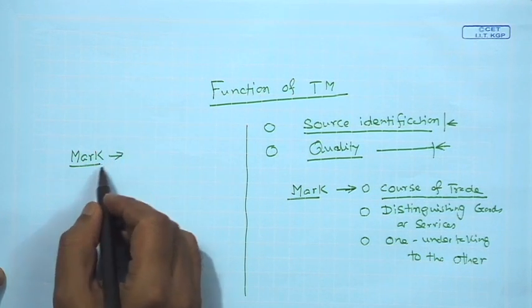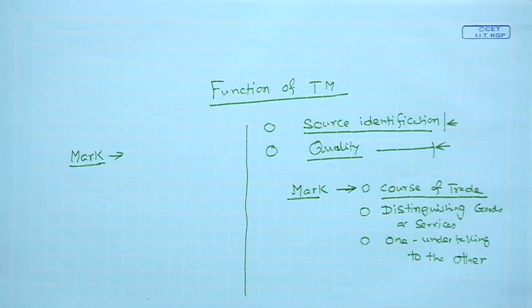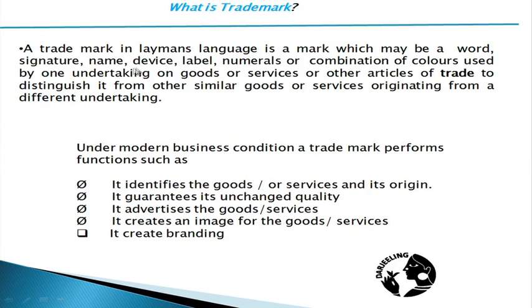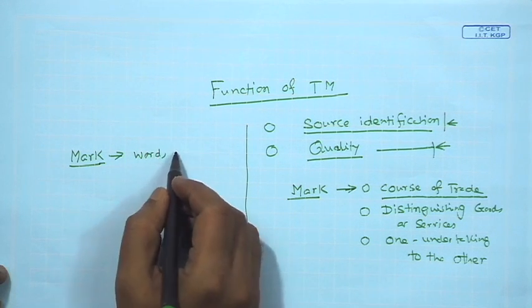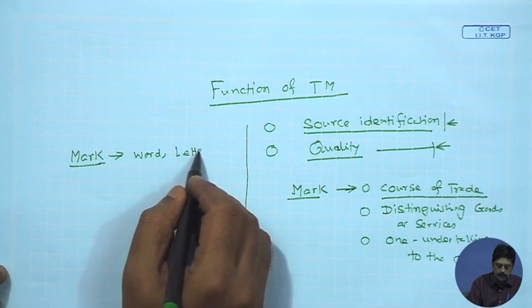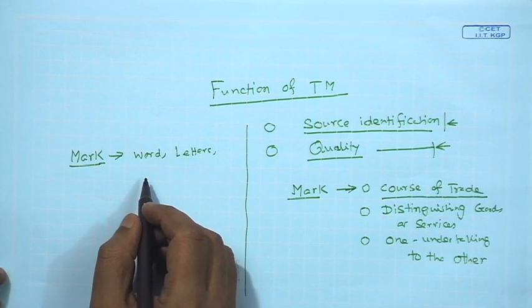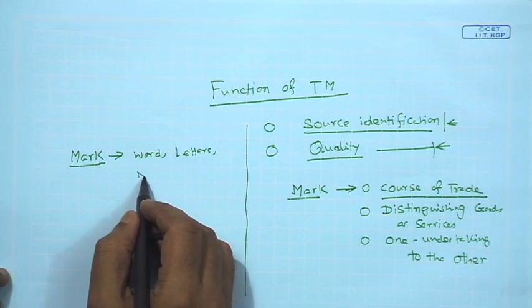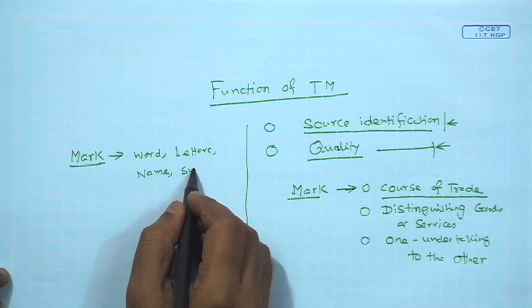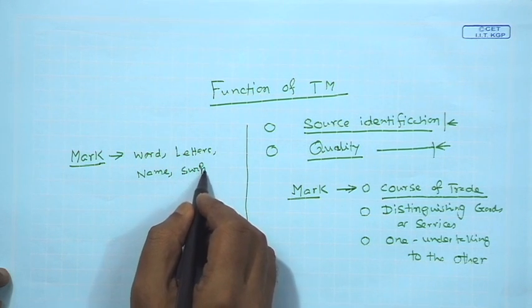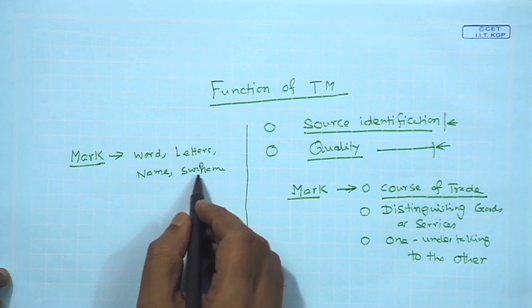Okay. So, mark, what can be a mark? Already referred the word, signature, name, device, label. So, a mark can be a word, can be a letter, a combination of letters, a word, maybe a name. I will not go into details regarding that. Maybe a surname. So, surname is included in the name part.